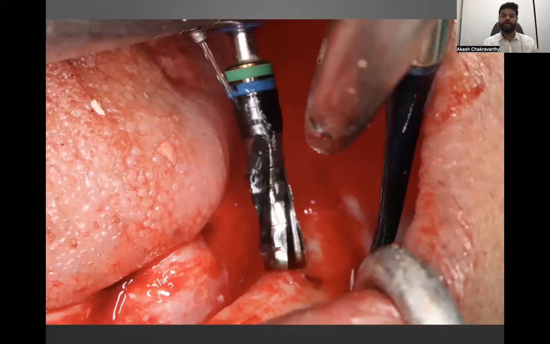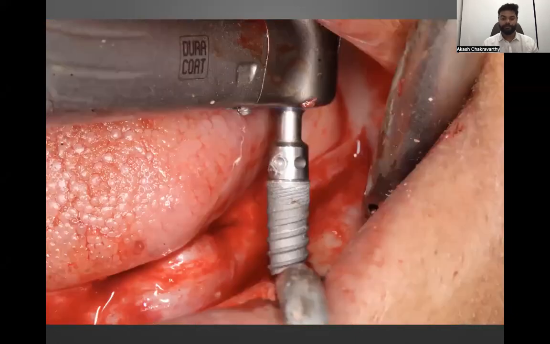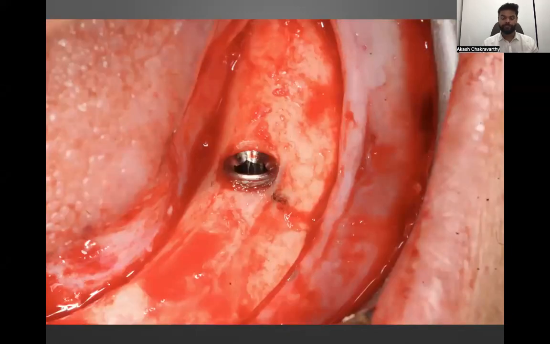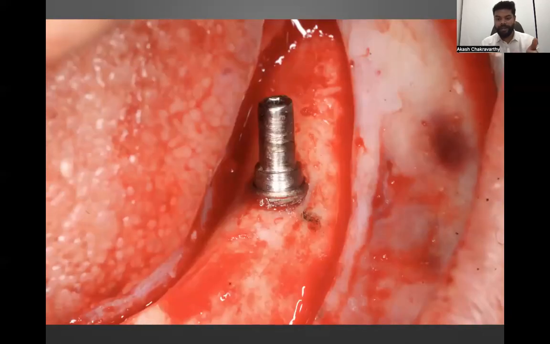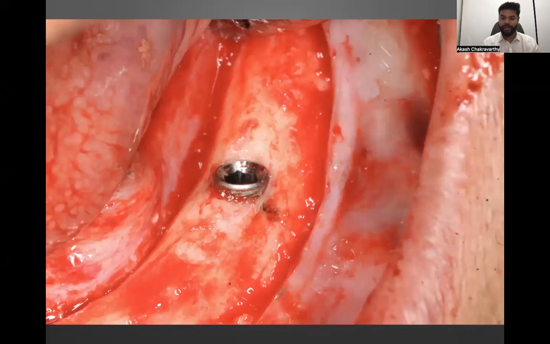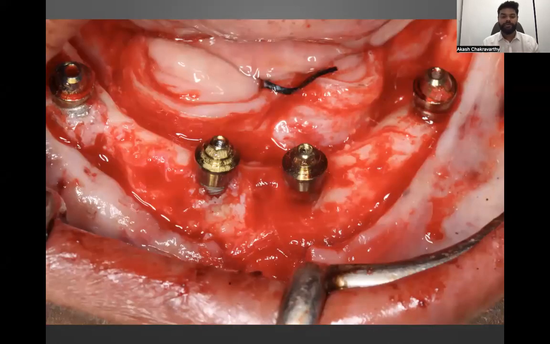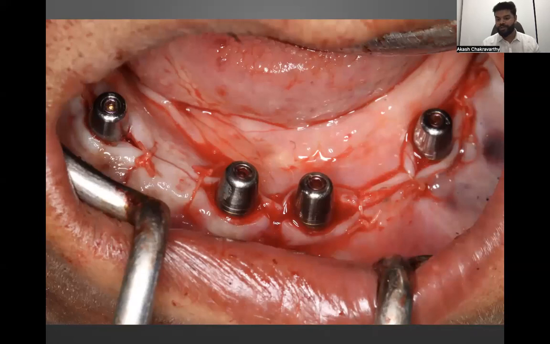Okay, this is the second implant. So that is the bone mill I use to remove the excess bone around the implant to be able to place my multi-unit abutments. So this is all the 4 implants and multi-unit abutments placed. And this is closure done with healing caps placed.